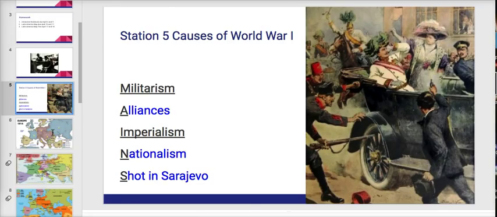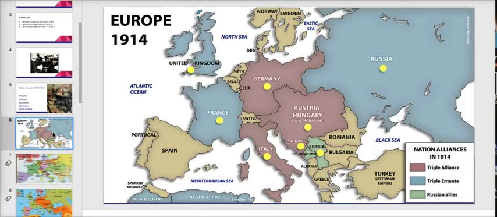So, just a couple of things to review. Remember, this is how Europe looks on the eve of World War One. Very different than Europe today. You have a lot of different ethnic groups in these areas. Remember, in the 1800s, you had Italy unified through the work of Cavour and Garibaldi. You have Germany unified through the work of Bismarck.